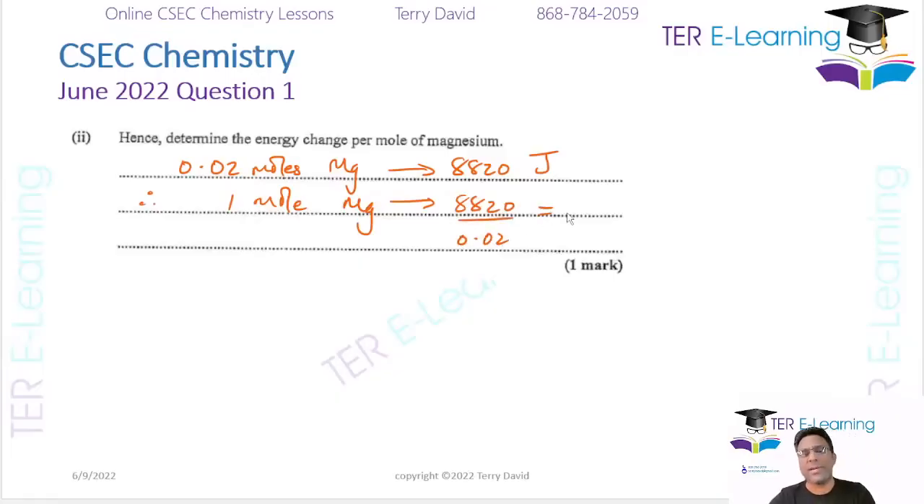So we're trying to work out the energy change per mole. So that is 8820 divided by 0.02. And you're going to get a big number. You're going to get 441,000 joules, or some of you may have written it like 441 kilojoules. Doesn't matter. Either way, it's only 1 mark for this.